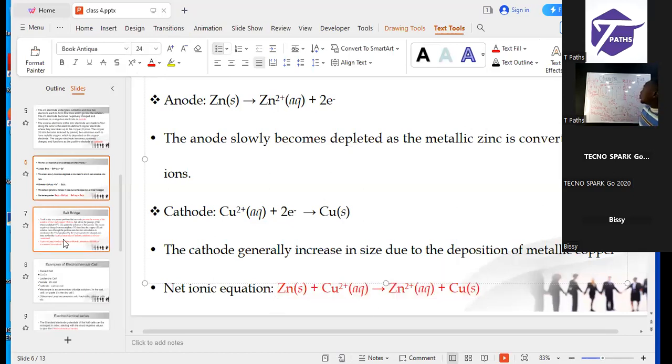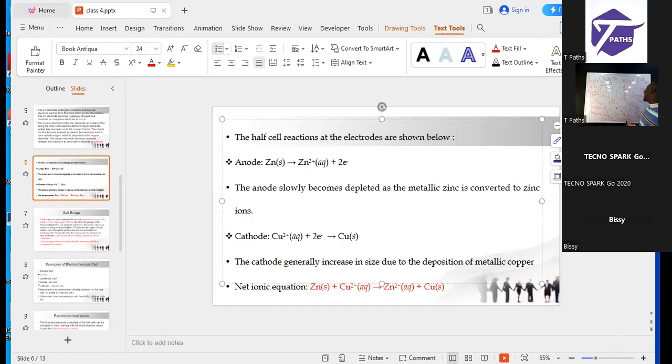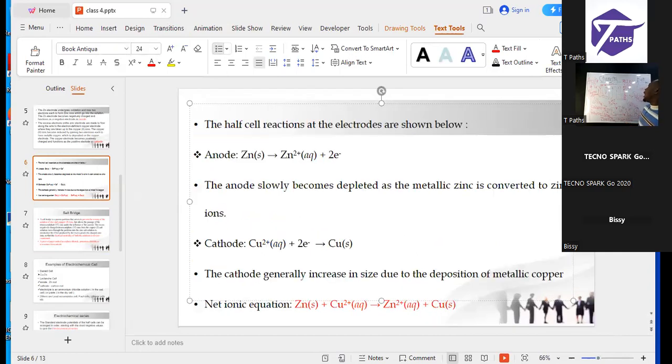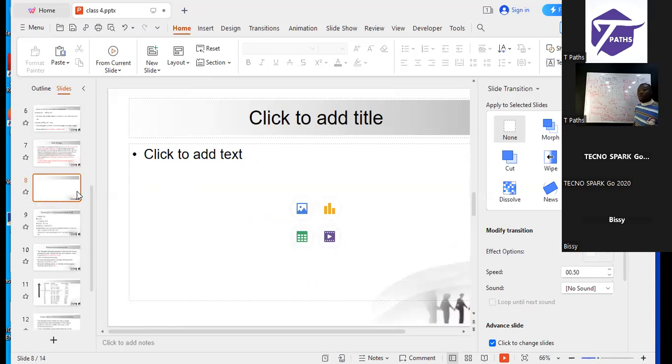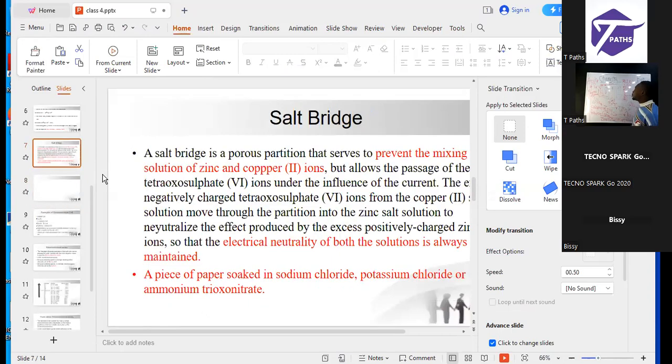Next, we've talked about the anode. The anode is the negative electrode. The cathode is the positive electrode. And what we need to talk about next is the salt bridge. The salt bridge looks like a bridge. And what is the salt bridge? The salt bridge itself is placed between the two beakers.